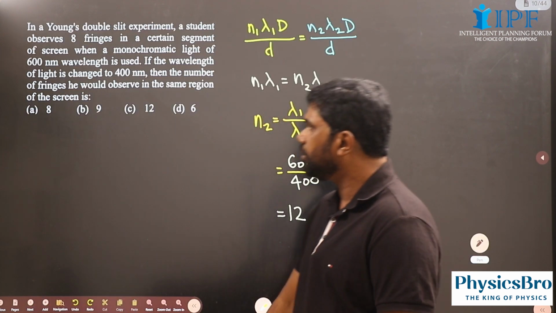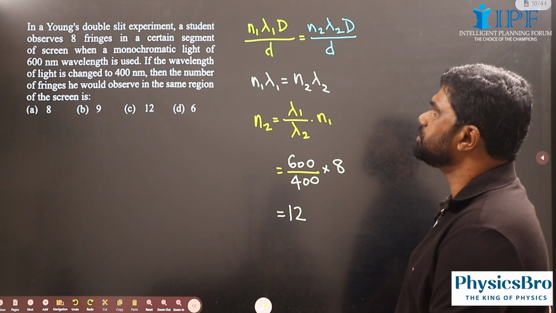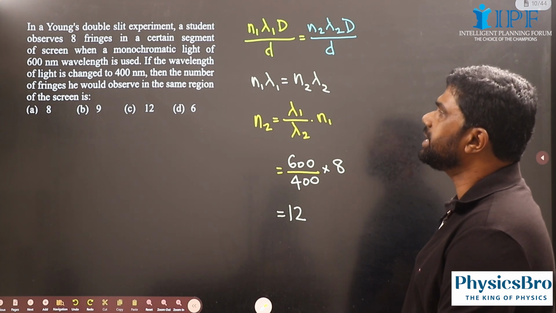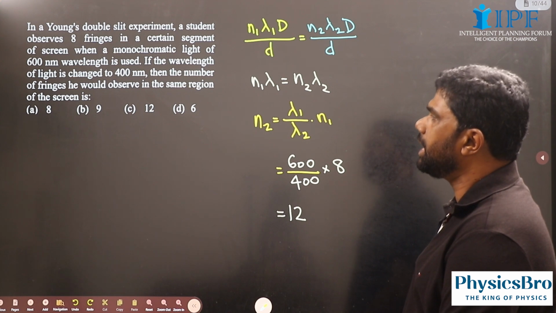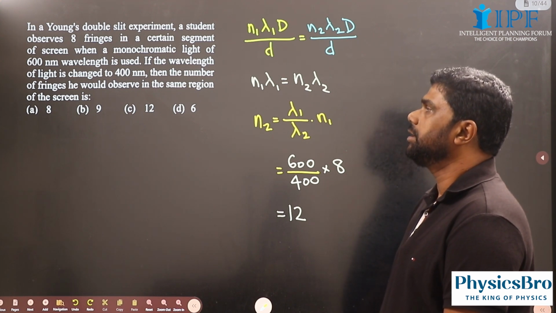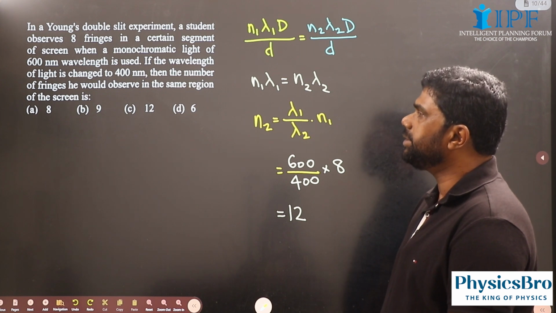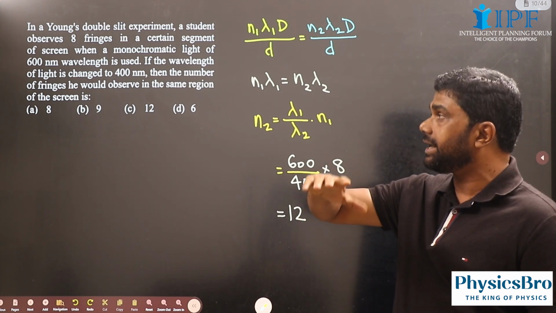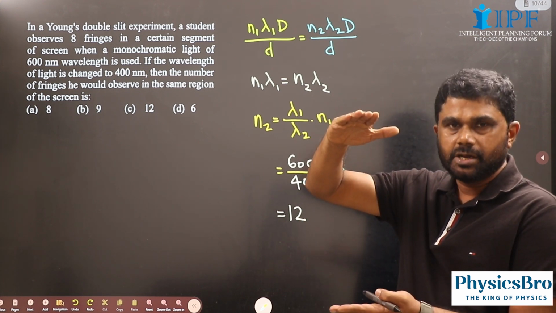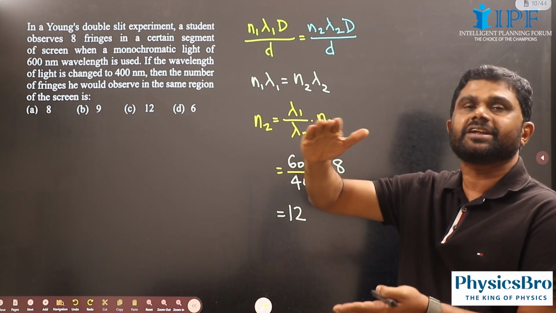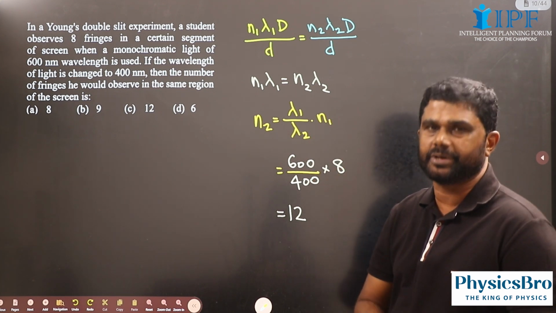Now children, let's see what we have next in Young's double slit experiment. A student observes 8 fringes in a certain segment of screen when a monochromatic light of 600 nanometer wavelength is used. If the wavelength of light used is changed to 400 nanometer, then the number of fringes observed in the same region? See, when 600 nanometer is used, there are 8 fringes in a particular region. How many fringes will be there in the same region if the wavelength is reduced to 400 nanometer?